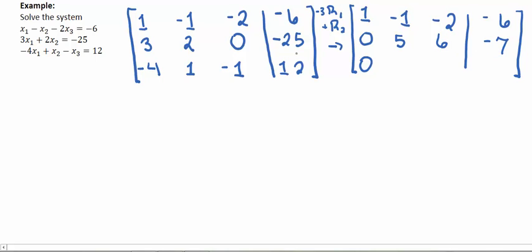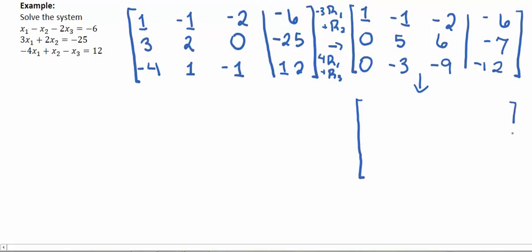To work on the third one, it's currently a negative 4, so I'll add 4 row 1 plus row 3. So that's 4 minus 4 is 0. Negative 4 plus 1 is negative 3. Negative 8 minus 1 is negative 9. And negative 24 minus 12 is negative 12. So we have our first column. And now we want to work on the second column.